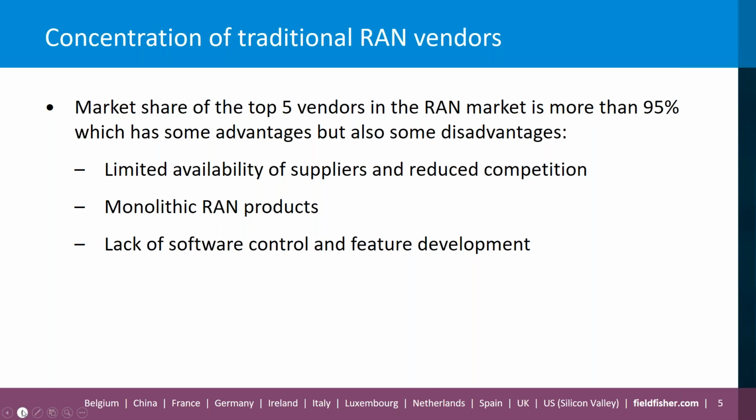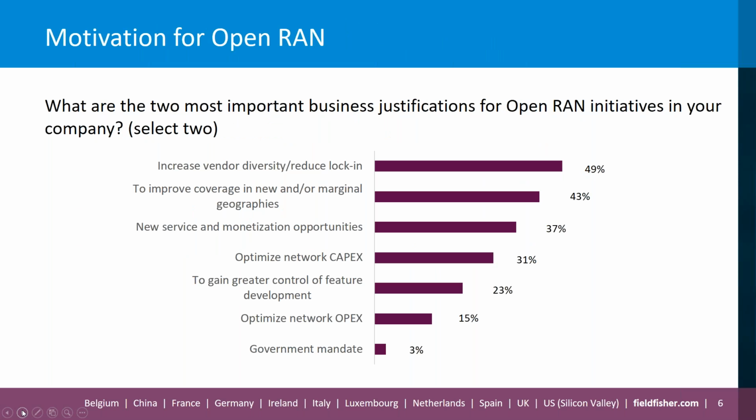So we can go to the next slide. On this slide, it's a bit of empirical data. This is taken from a Heavy Reading survey of over 70 operators across the globe, asking them what they thought were their key business justifications for Open RAN. And top, unsurprisingly, is increasing vendor diversity. But interestingly, that's not the only issue. And I think if you take away one thing from this part of the talk, it's that this is not just about vendor diversity.